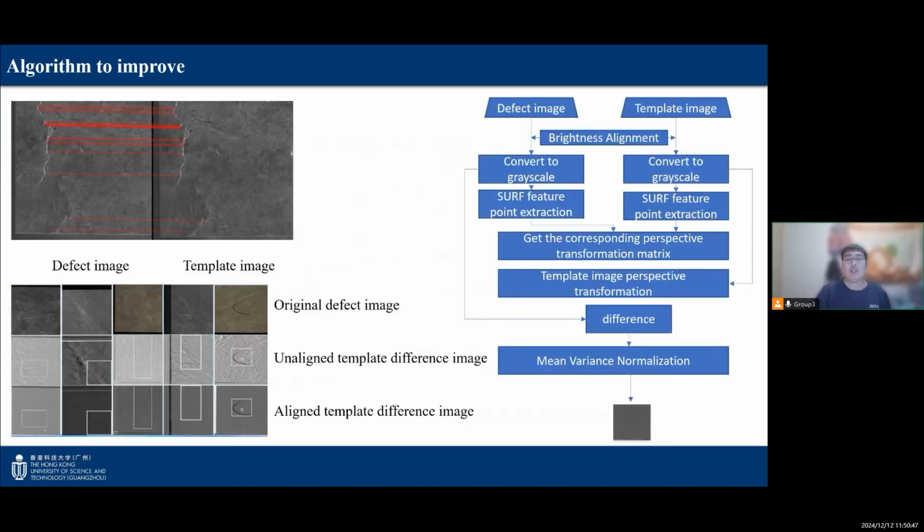We extract feature points from the defect map and template map using the SURF operator, align the template with the defect map through perspective transformation, and finally, differentiate to obtain traditional features. Due to the complex patterns of ceramic tiles, it's difficult to distinguish them from defects. After aligning the difference in this way, most noise can be suppressed while highlighting the features of defects. The flow chart is as follows.